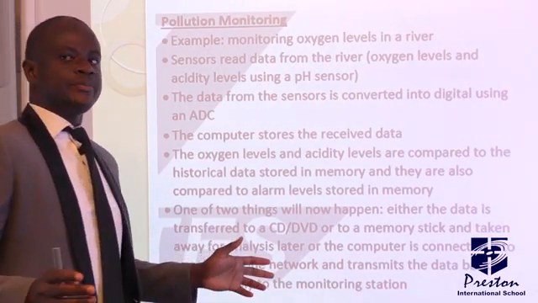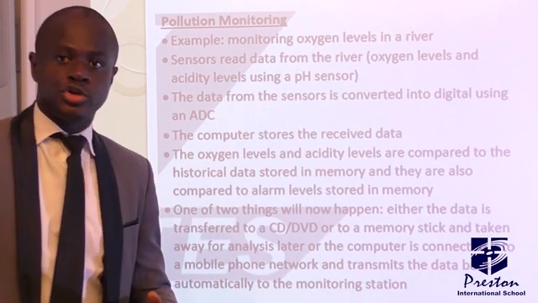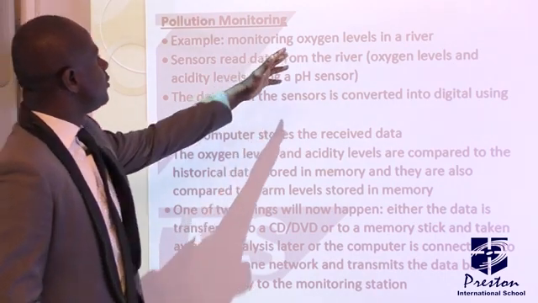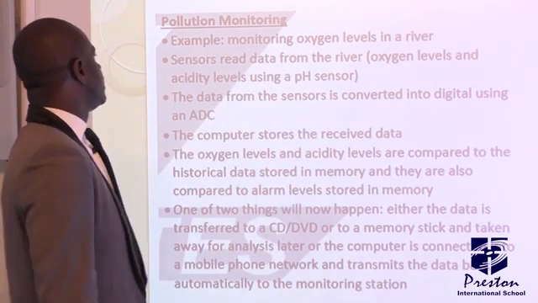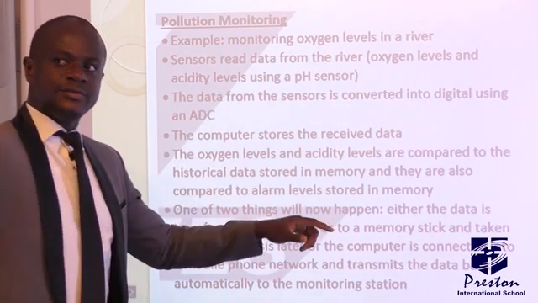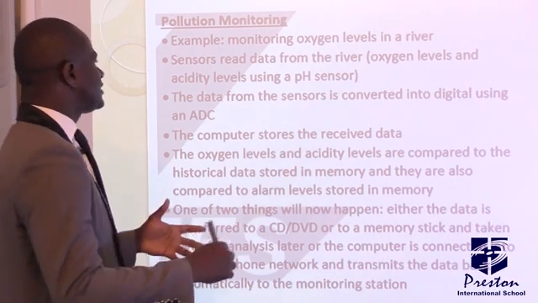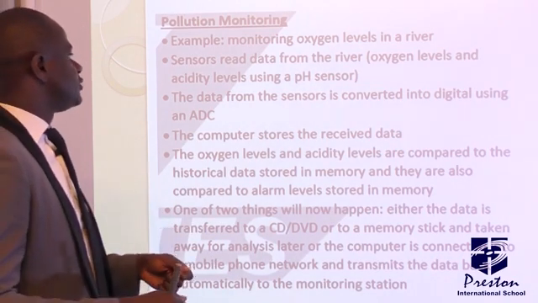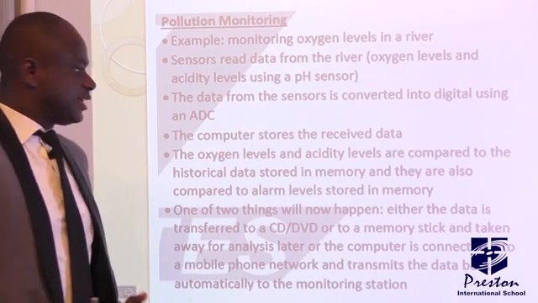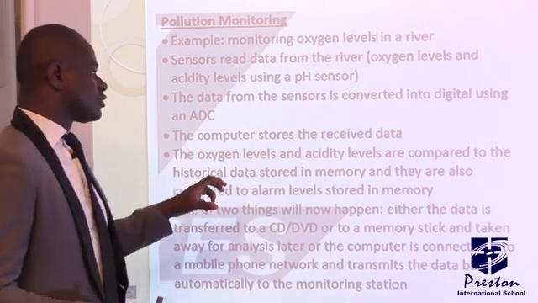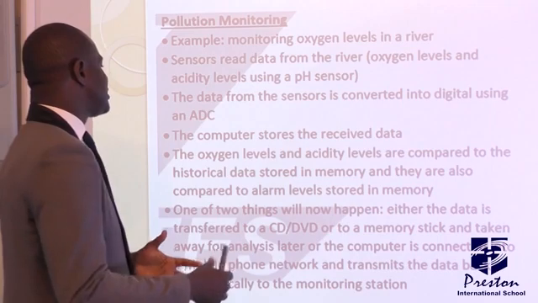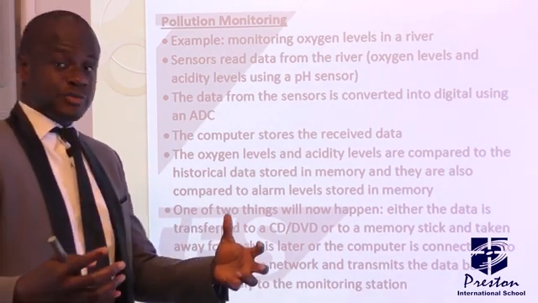So let's have an example. For instance, you want to measure the pollution in a river. What do you do? You monitor the oxygen levels in the river. One, sensors that read data are placed in various positions. The data from the sensor is converted into digital data using an ADC. The computer stores the received data. Now, the oxygen levels and the acidity levels that the sensors are measuring are compared to the historical data stored in the memory. That means you have some data already in the memory.